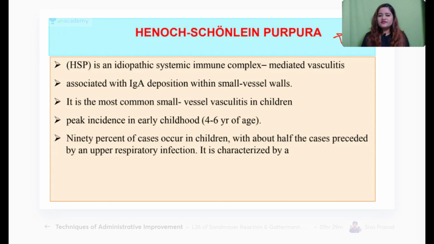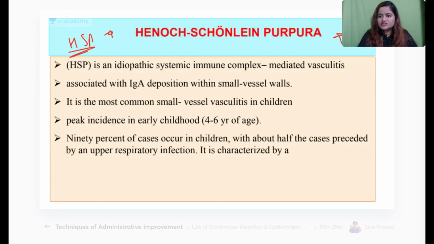All right. So moving ahead with the next topic, that is Henoch-Schönlein purpura or HSP. Okay, this is a very important topic because it presents like a vasculitic disorder and it involves a lot of parts in the body, and the presentation and the purpura that is present is very characteristic in this.